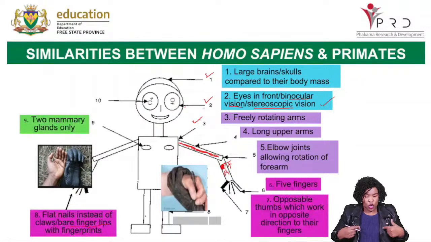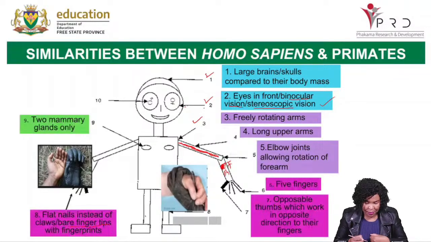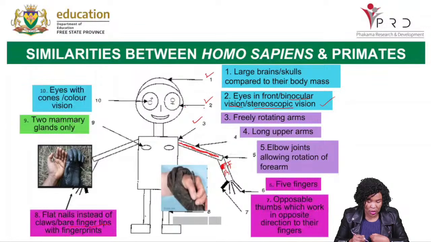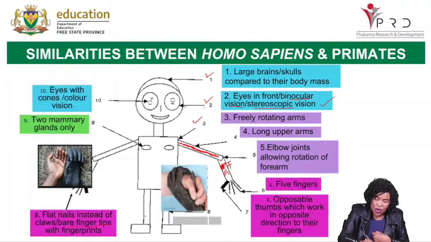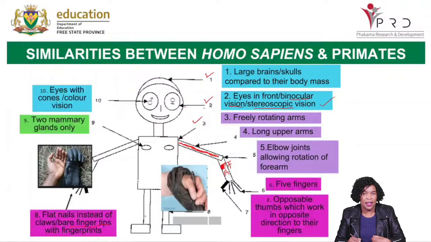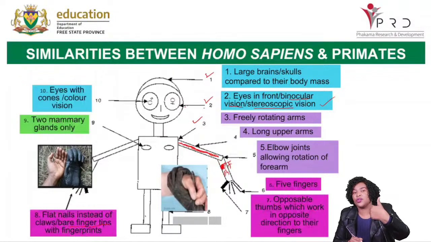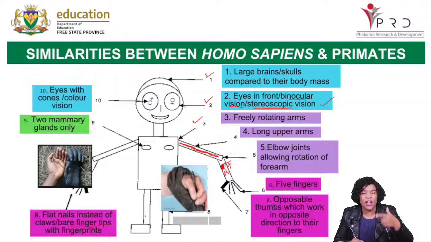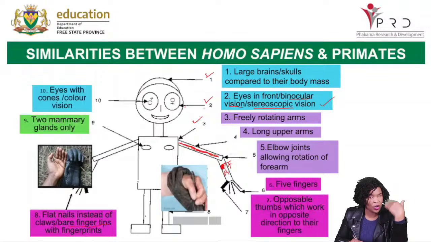Number 9, 2 mammary glands, whether they are male or female. In front of them, there are 2 mammary glands. And then you come to number 10. You can go back to the eyes again and say the eyes have a stereoscopic vision or binocular vision. Eyes are in front. Number 10 here, you can also say the eyes have cones, or they can see color. We can all see color vision with other primates.